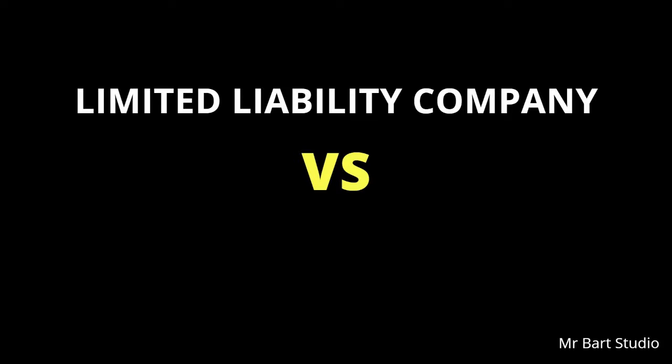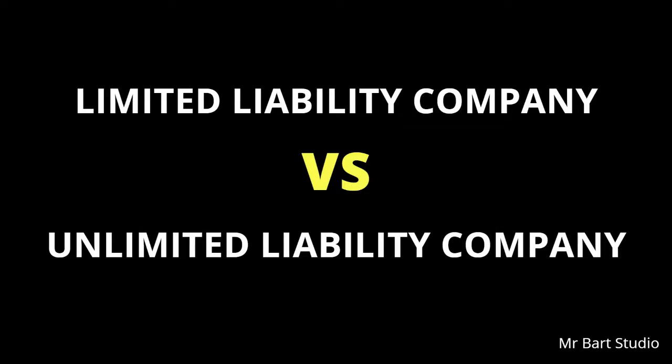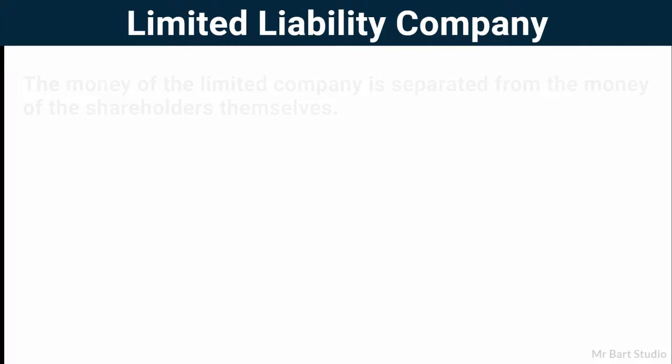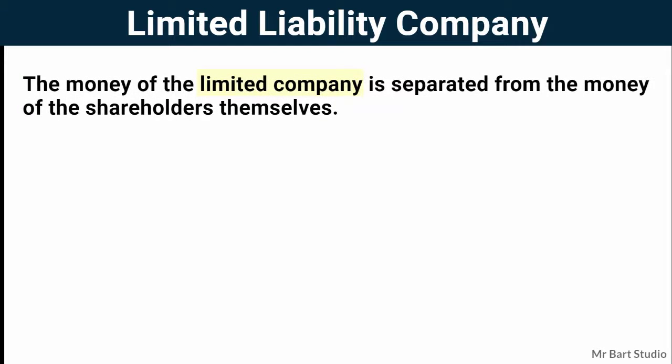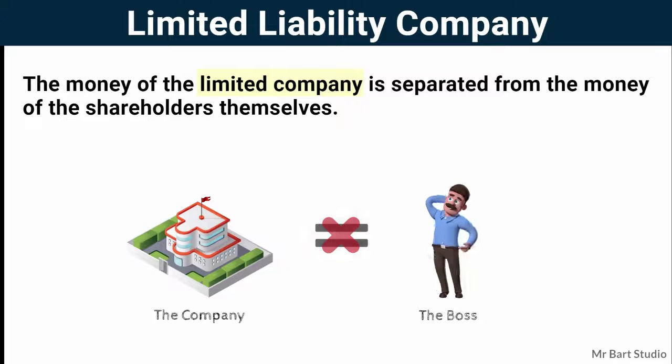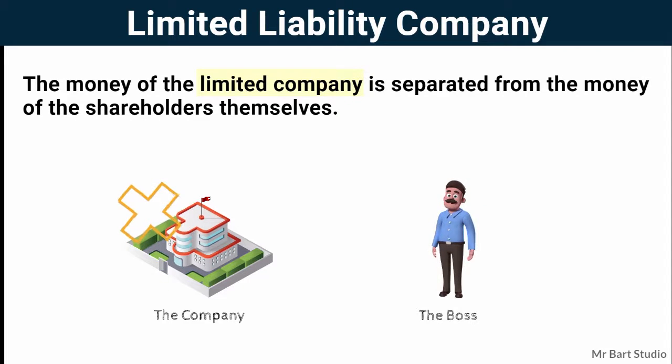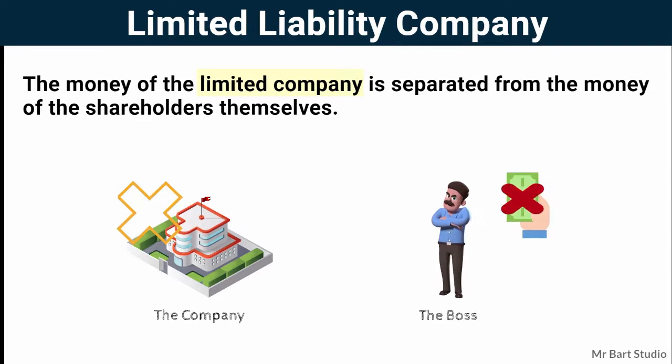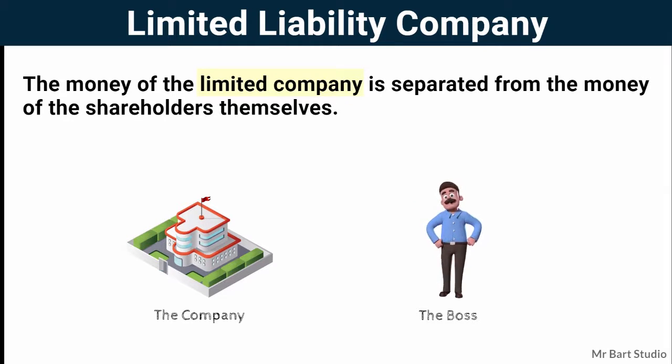Now let's talk about the difference between a limited liability company and an unlimited liability company. The money of the limited company is separated from the money of the shareholders themselves. If the company owes you money, it's not considered as shareholders are owing you the money. So, if the company goes bankrupt, you can't ask the shareholders to repay you because their responsibilities are only limited to only how much they invested in the company.